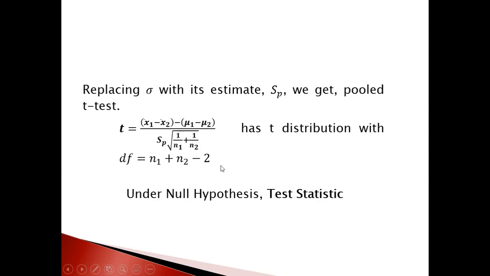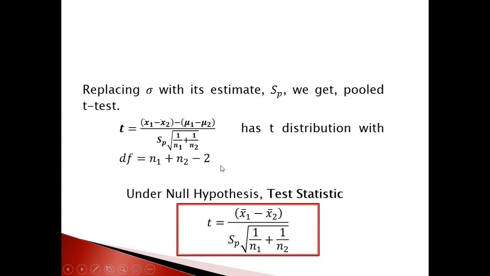Under null hypothesis, we can write our test statistic t equal x1 bar minus x2 bar over sp times square root of 1 over n1 plus 1 over n2. If you remember that under null hypothesis, H naught is mu1 equal mu2, so that this term is equal to 0. That's why we don't have that term mu1 minus mu2 in our test statistic here.